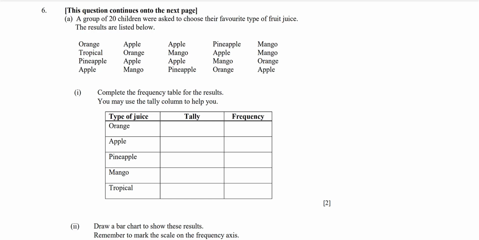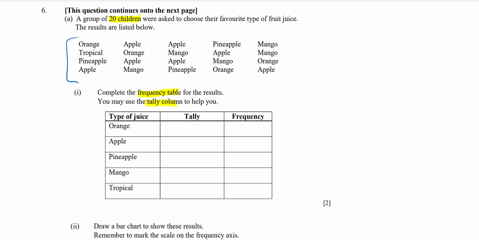Okay, for question 6a, part 1, we're given that we've got a group of 20 children who chose their favourite type of fruit juice, and the results are listed here. And we need to complete the frequency table. You may use the tally column to help you. So it's a good idea to use the tally column and just go through the results one at a time and cross each one off as you go, and then you're less likely to make a mistake.